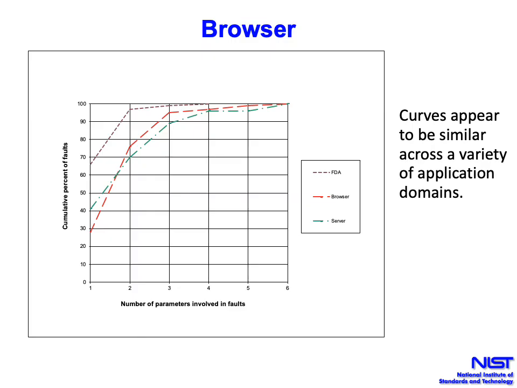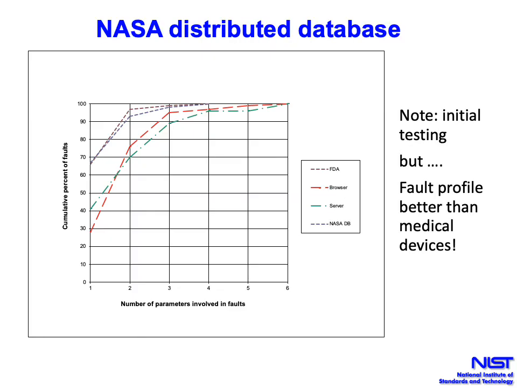Open source browser software has a very similar profile. This next one was interesting because this is distributed database software, but in this case, the test results were from the first time that the system had been tested. The other applications that we talked about, the browser, the server, and the medical device software, were fielded products, in use by tens of thousands of people, or in the browser and server case, tens of millions, hundreds of millions of people. But in this case, this was just the first time the software was tested.